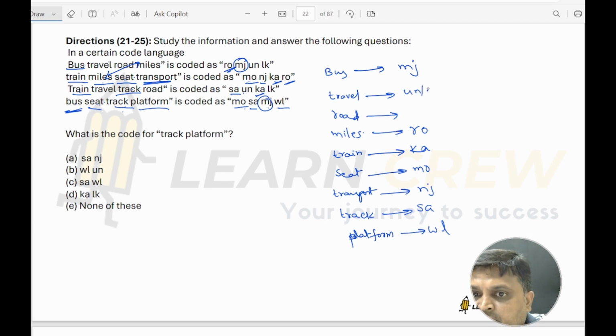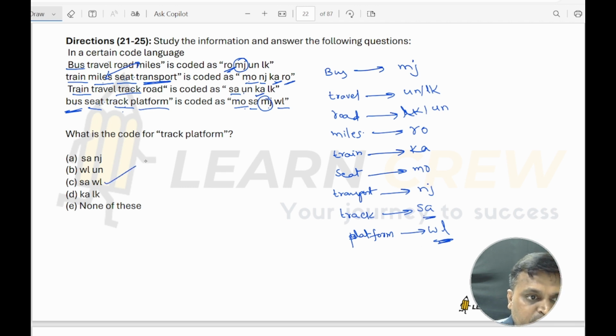So, we cannot say which is travel and which is road, but one of them is LK, the other is UN. So, LK and UN are either for travel or for road. Now, what is the code for track platform? Track platform is SAWL. So, option C. Next.